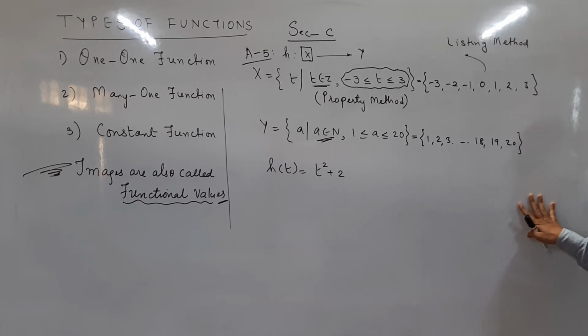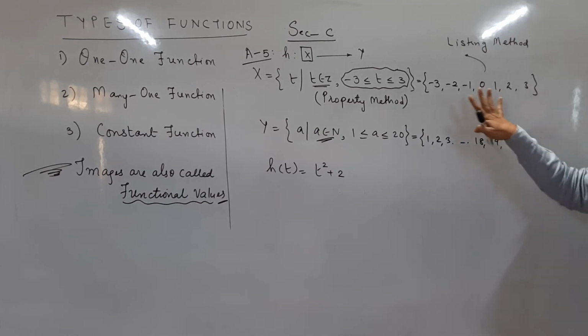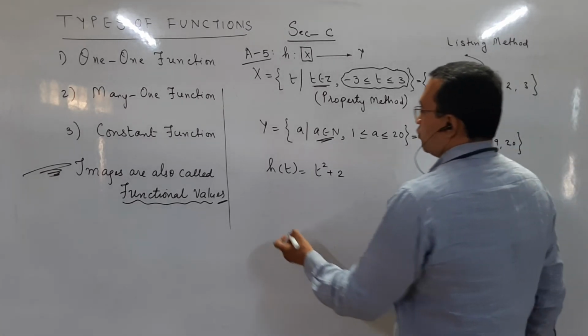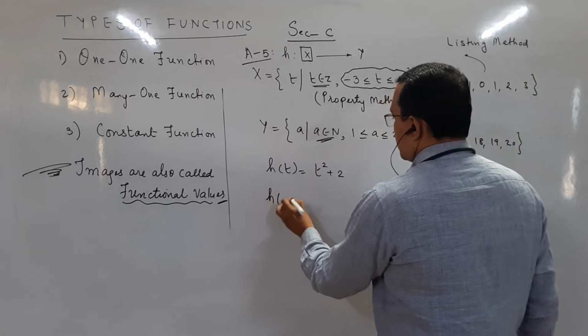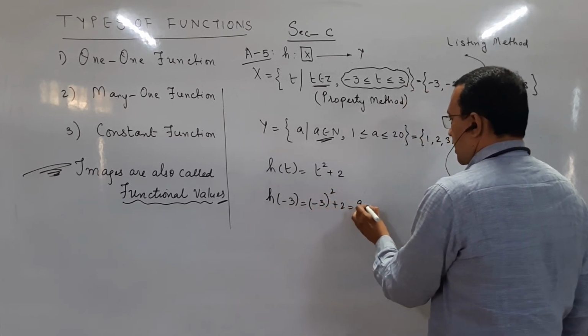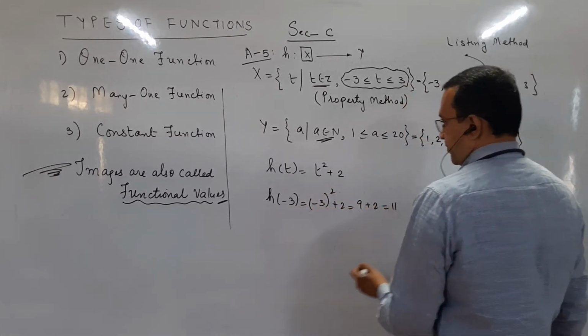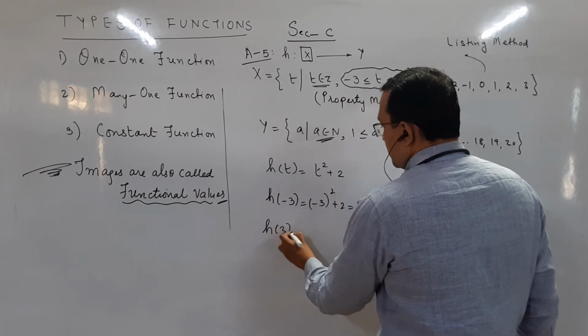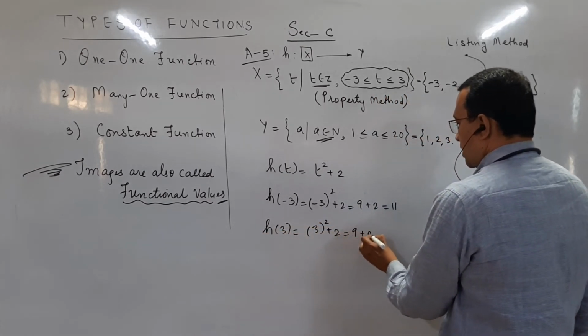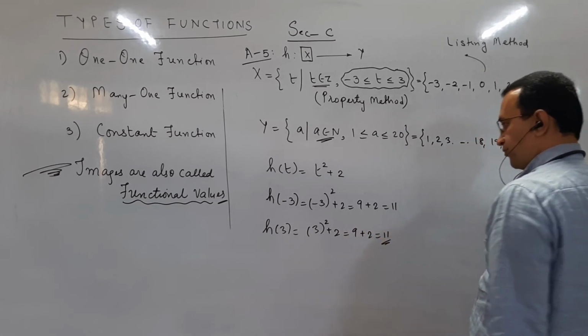Now it is very simple. Whenever you have an integer, always take a negative and positive value. So what is image of -3? Then I can say -3 square plus 2, so 9 plus 2, 11. And what is image of 3? Then it is 3 square plus 2, so again 9 plus 2, 11.